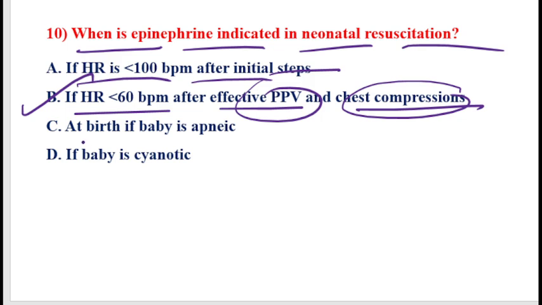Next, option C, at birth if the baby is apneic. If at birth the baby is apneic, we will not directly go for the administration of epinephrine. We have to go according to the algorithm. If the baby is cyanotic, it is again a wrong option here. So the answer for this question, when is epinephrine indicated in neonatal resuscitation, is option B: if the heart rate remains less than 60 beats per minute even after positive pressure ventilation and chest compression, we need to start epinephrine injection.